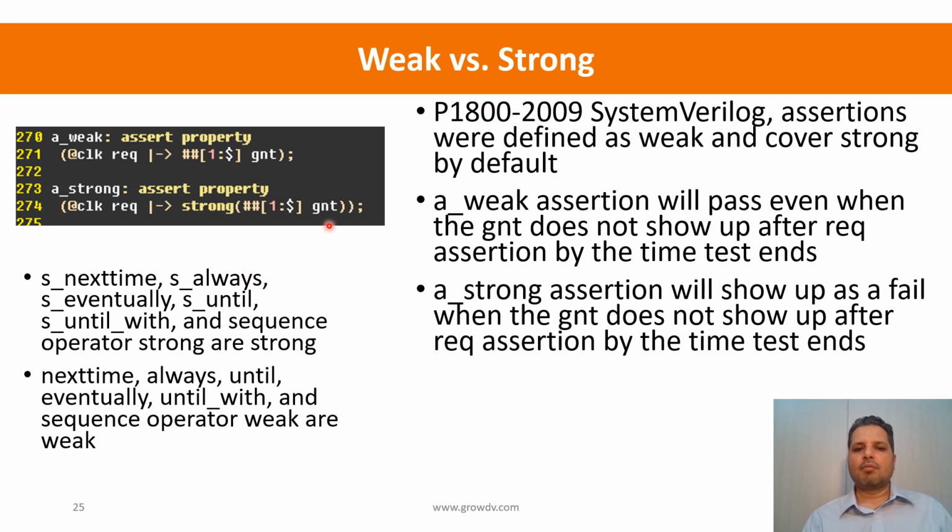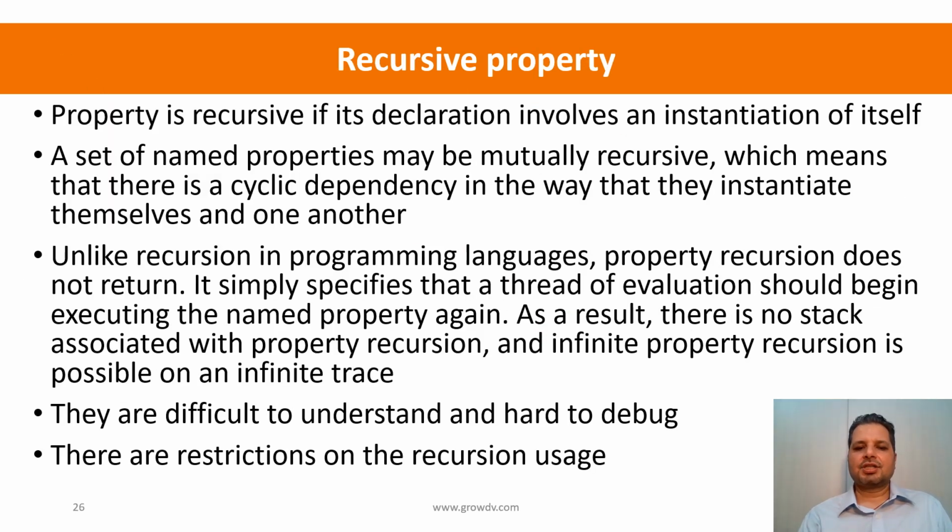That is, if there is unbound range, then it will lead to failure. So that is the usage of the strong operator. Recursion is possible with properties, and there are two types of recursion possible. One is that a property is self-instancing itself. That's a classic version that we would have seen even in the context of procedural programming.